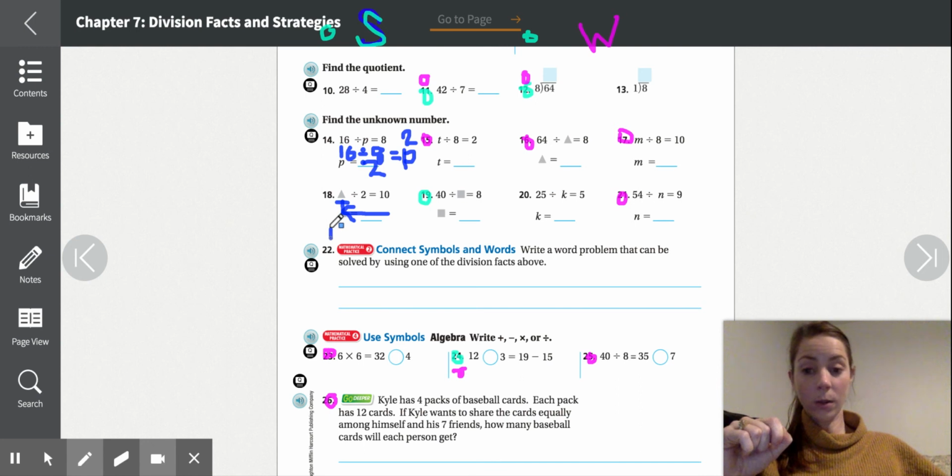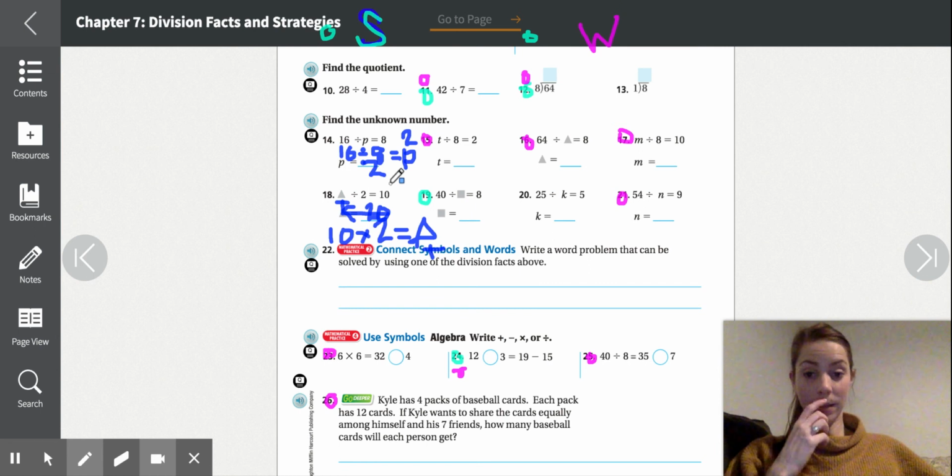So it would look like this: 10 times 2 equals triangle. Because remember, the triangle was the total. So what does 10 times 2 equal? 20, right? So the triangle is really a 20. And does that make sense in my problem now? 20 divided by 2 equals 10. Yeah, that makes sense, okay?